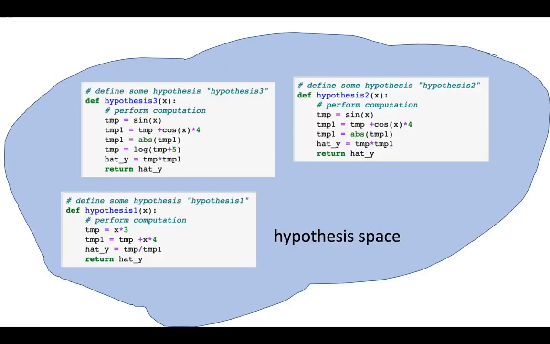Okay. Another example of a hypothesis space. Here is a hypothesis space consisting of three different hypotheses, and each hypothesis is defined by Python code. You can use a Python function to define a mathematical function. It reads in a number X as an argument, does some computation, and outputs some other number, which we use as a prediction for the label. And here we have three different functions. So this is a hypothesis space consisting of three different hypotheses. And we could then develop a machine learning algorithm which chooses the best hypothesis out of those three.